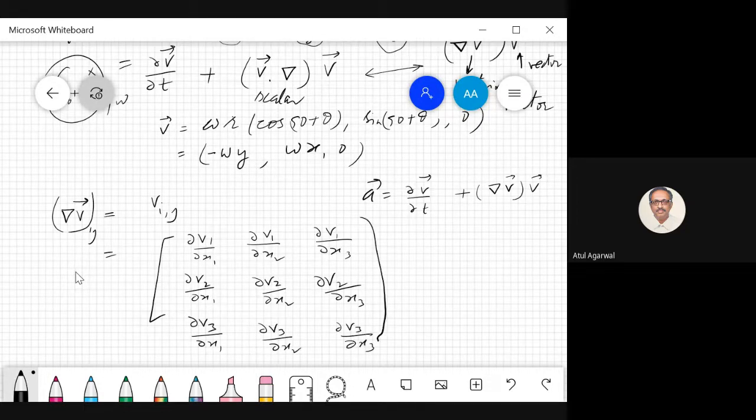Any problem with this? I have given one term of this. I have described it as this. So my gradient of V is this. I use this either by putting something for a vector below it or above it. This is quite a standard way of doing it.